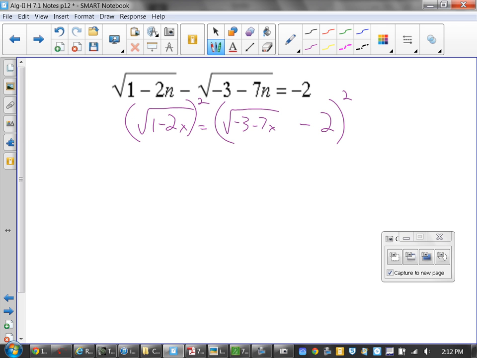Now, the stuff on the right, can I say it's the same thing as a minus b quantity squared? Yes. Isn't that a squared minus 2ab plus b squared? Does it change with the radical in it? Nope. So you get 1 minus 2x is negative 3 minus 7x minus 4 root negative 3 minus 7x plus 4. I FOILed it out. The trick in this problem is that you're going to wind up having to square both sides twice. All right, this is a difficult solve.